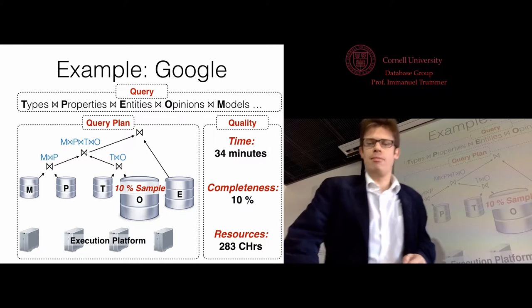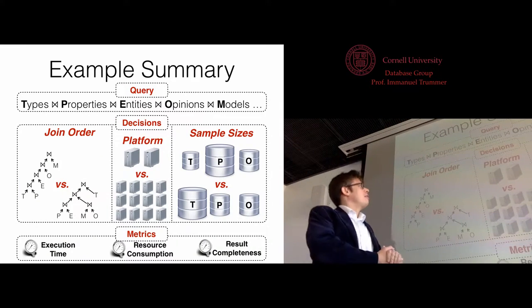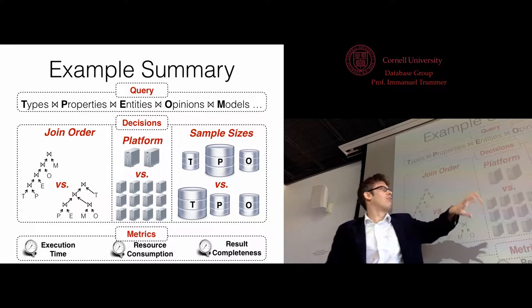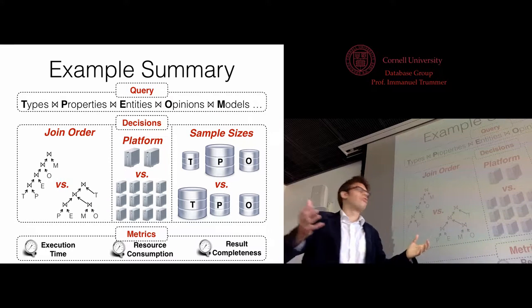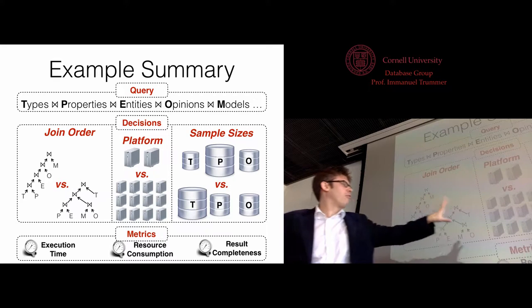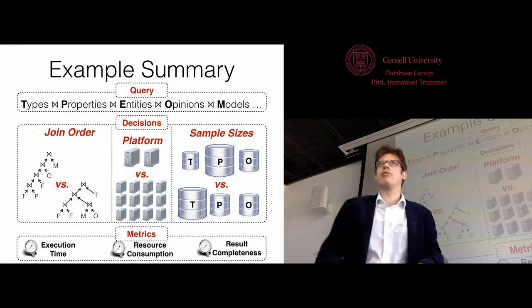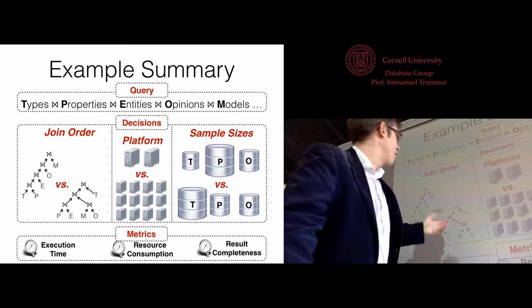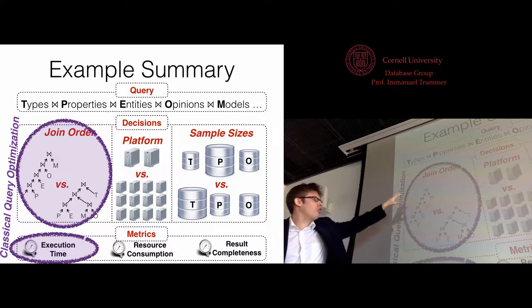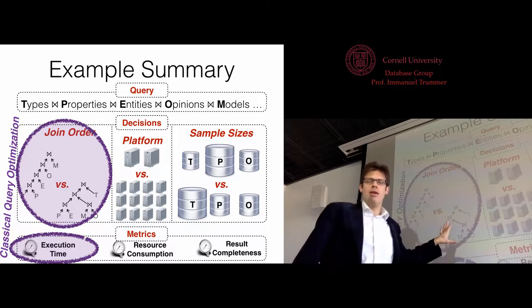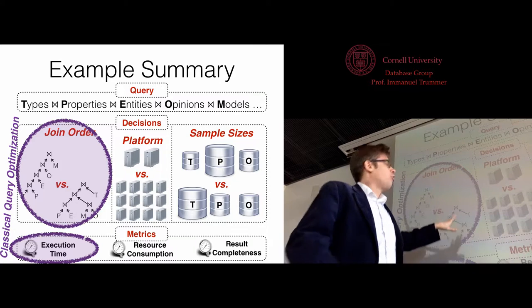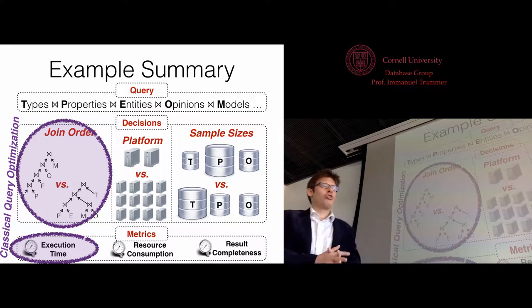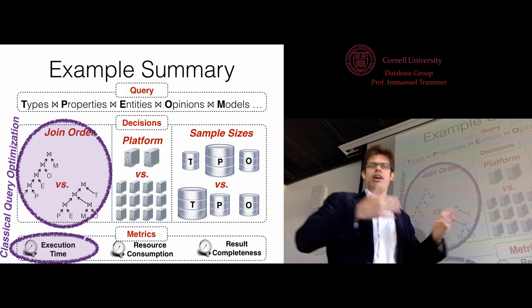and quality metrics. So in summary, here we have choices related to join order, the execution platform, and sample sizes. We compare different query plans according to execution time, but also based on resource consumption and result completeness. You see that this scenario corresponds to a significant extension of classical query optimization, which is mostly about join order and execution time. Now, I had to make many of those decisions by hand, basically in a trial and error approach. So it sometimes took more time than I wanted to.